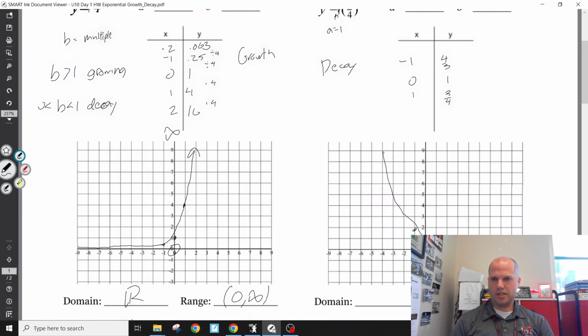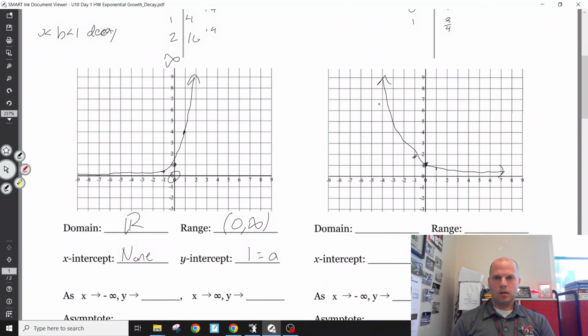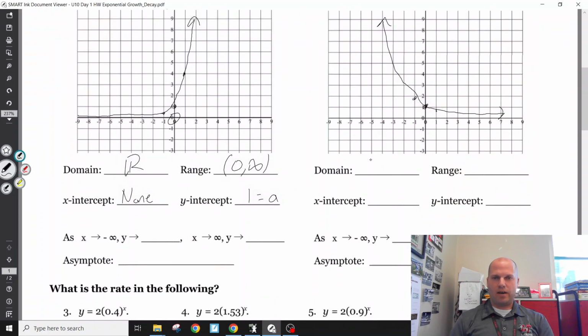Just the idea of the shape is really all that's needed versus specific points. Again, you can plug in any value into these exponential functions, but you're only going to get positive y's. You could flip things and get all negative y's, but that's not really applicable in the real world. We're going to be talking about starting with values and increasing or decreasing them. The y-intercept, again, is at 1, which is a.